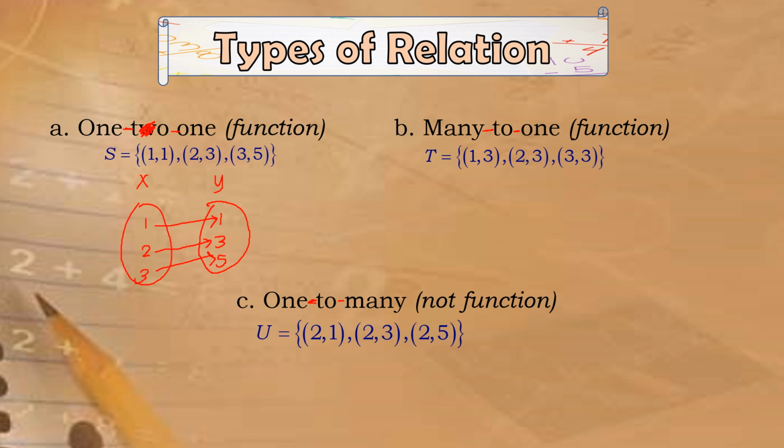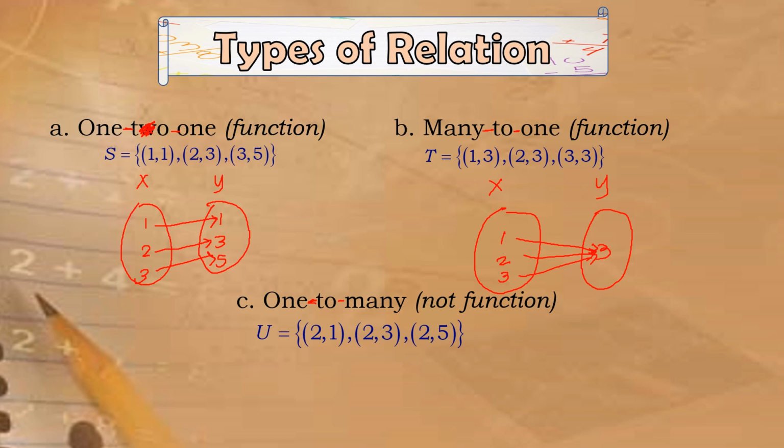Next, many-to-one function, so which means that there can be so many values of x to one value of y. Okay, so let's try it in an arrow diagram. So we have values of x which are 1, 2, and 3. And the value of y is only 3. So 1, comma 3, 2, comma 3, and 3, comma 3. So this is considered as function. Dahil there are no two distinct elements for the values of x.